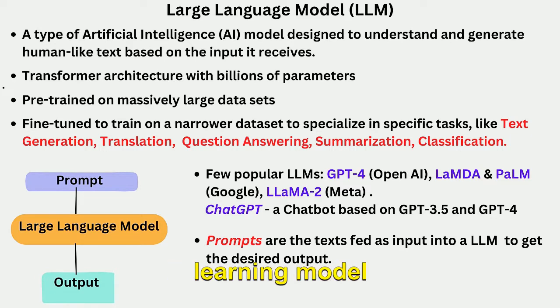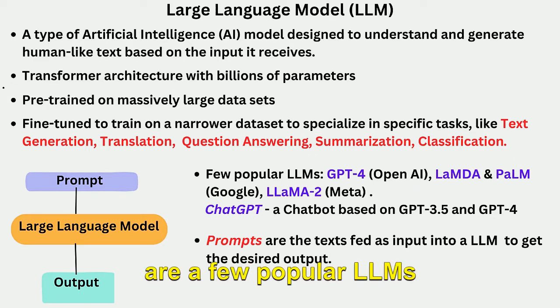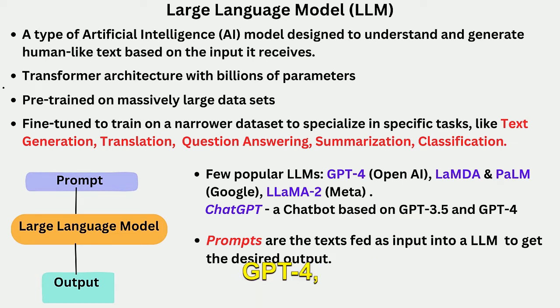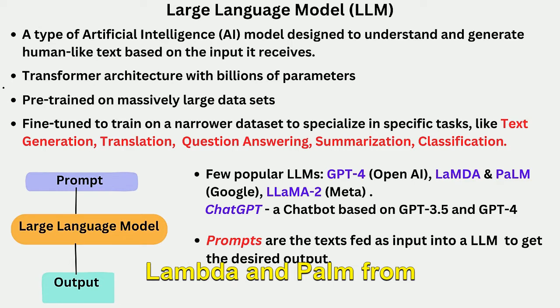It is a deep learning model designed to understand and generate human-like text based on the input it receives. It follows a transformer architecture which is trained massively on large datasets with a few billions of parameters. It is fine-tuned on narrower datasets to specialize in specific tasks like text generation, translation, question answering, summarization, classification. There are a few popular LLMs like GPT-4 from OpenAI, LaMDA and PaLM from Google, Llama 2 from Meta.